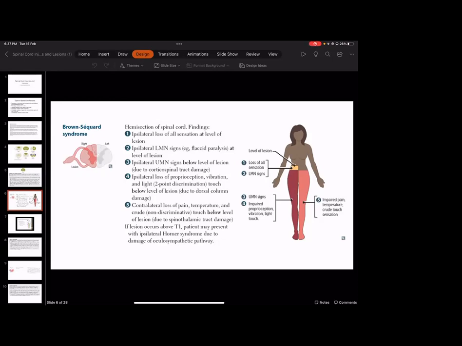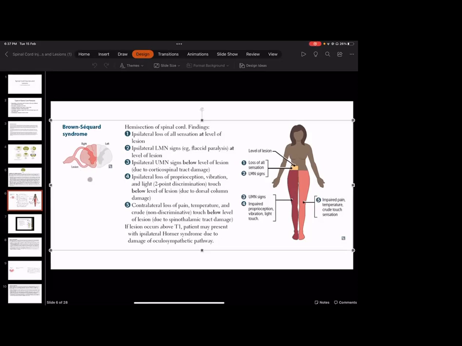You'll have lower motor neuron lesions on this side also, and it will be ipsilateral. Why? Again, because you're damaging the anterior horn. So the anterior horn will be damaged, leading to lower motor neuron signs at the level of lesion. So at the level of lesion you have ipsilateral loss of all sensations and ipsilateral lower motor neuron signs. Now below it, if you understand the previous syndrome, you understand this. It's just half. That's basically it.